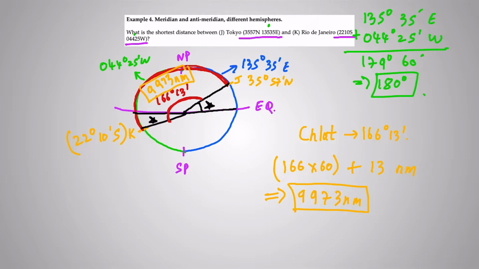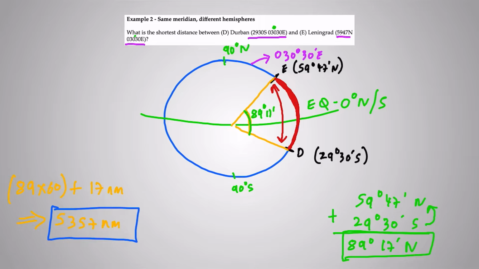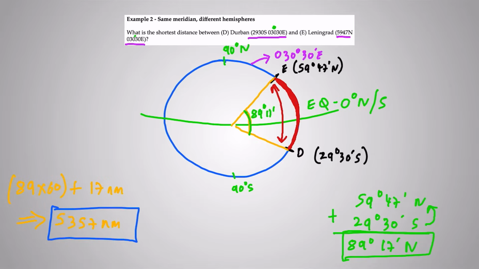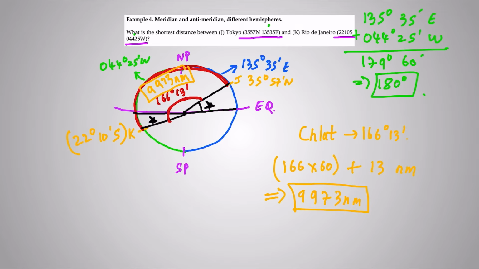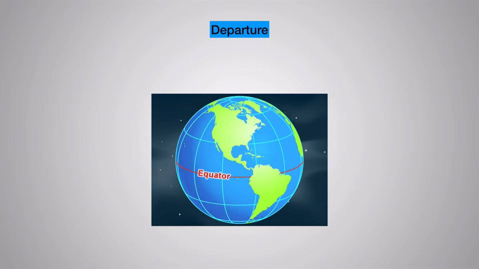Now all of these are very easy if you know how to find the change in longitude or the change in latitude, and these are the only 5-6 types of questions you can expect in the exams. So if you understand these 6 examples, the exam question will be very easy for you. Now let's go on to the second type of distance we can find between two places. This distance is known as departure.